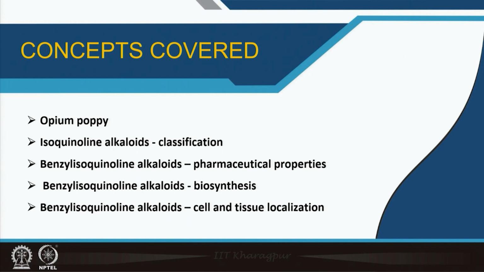First, I will talk about opium poppy, then I will talk about isoquinoline alkaloids and their classification. Next, I will talk about the pharmaceutical properties of some of the benzyl isoquinoline alkaloids, and next we will talk about the biosynthetic route, what are the enzymes, what are the steps, because this is very important. Once we know this, then it will be possible for us to do the genetic manipulation, which will come under metabolic engineering in the subsequent classes. And then if time permits, we will talk about cell and tissue localization of these alkaloids, otherwise we will cover it in the next class.